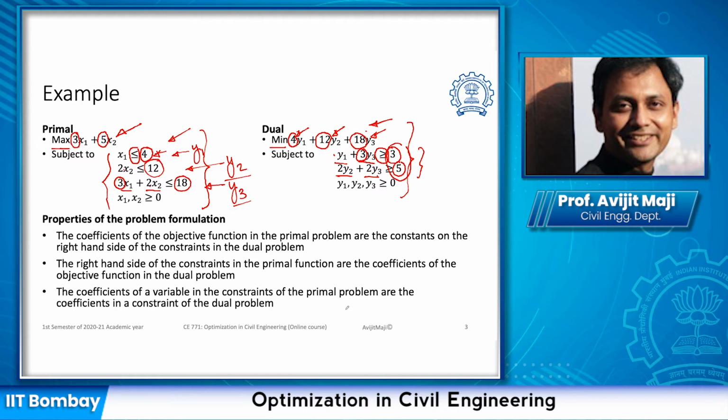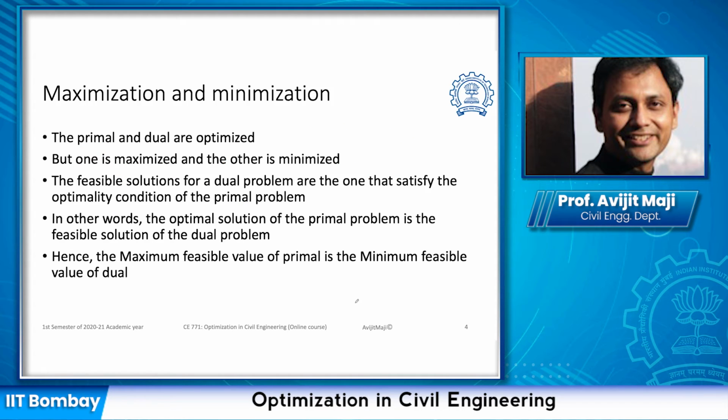Now another thing you might notice here is that the primal problem is a maximization, whereas the dual problem is a minimization. Basically the primal and the dual are optimized, but one is maximized and the other is minimized. The feasible solution for a dual problem is the one that satisfies the optimality condition of the primal problem. So that is the only solution in the dual problem that is valid for the primal problem. In other words, the optimal solution of the primal problem is the feasible solution of the dual problem.